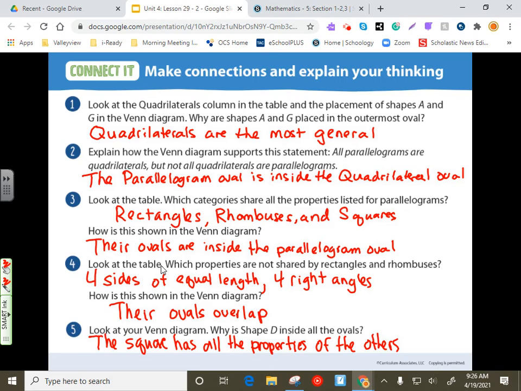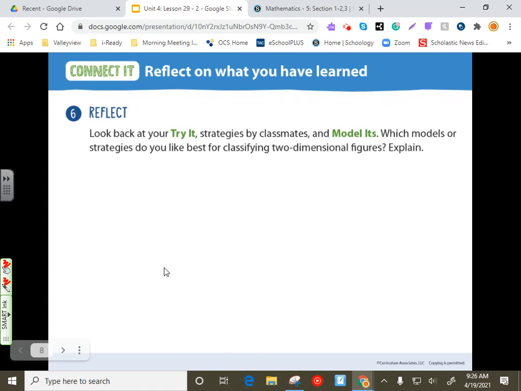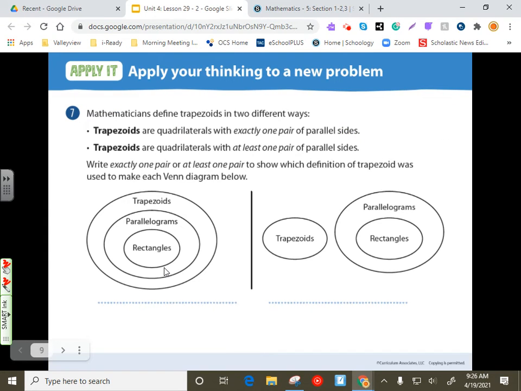And for number 6, we can skip that one since we're not together as a class to discuss. All right, so it won't take too long. Mathematicians define trapezoids in 2 different ways. So trapezoids are good to know because that's on your IXL today. They're quadrilaterals, which means they have 4 sides. And they have exactly 1 pair of parallel sides. So only one pair of parallel sides.